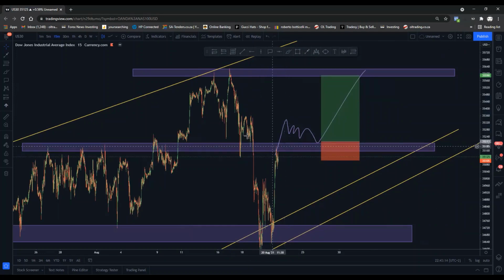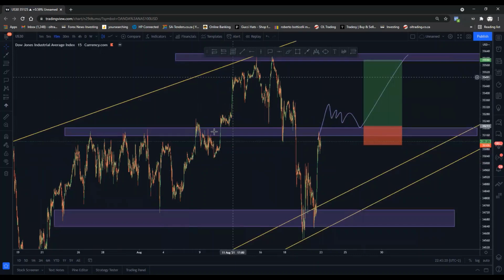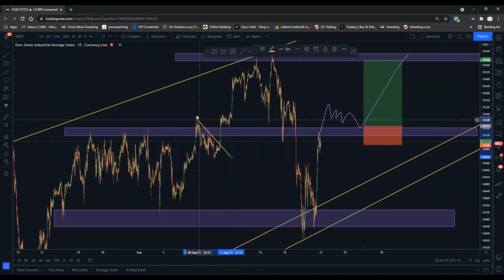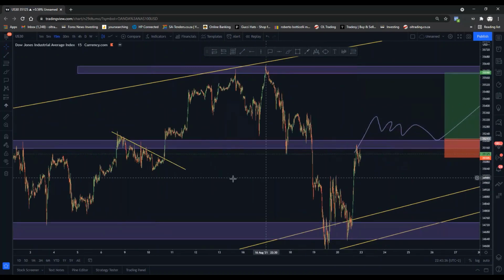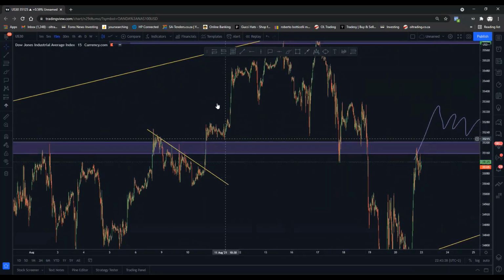Some might call it a resistance. So you can see here the market was struggling to push up. And you see what happened? We pushed up from here, having this type of correction. This type of correction. Let me zoom in so that I can show you guys.